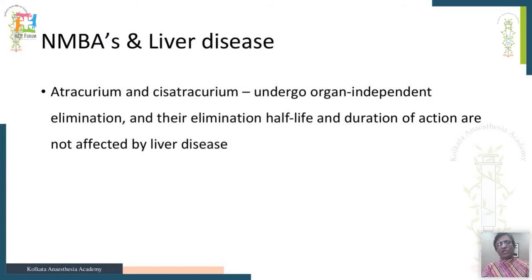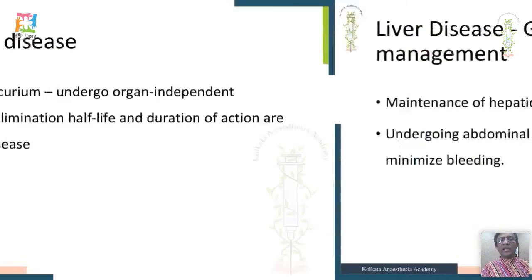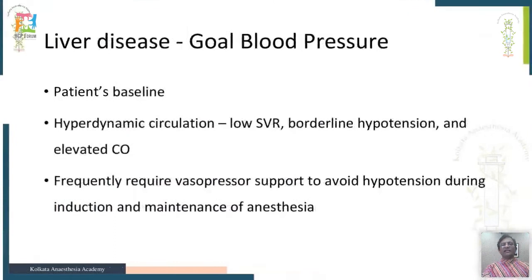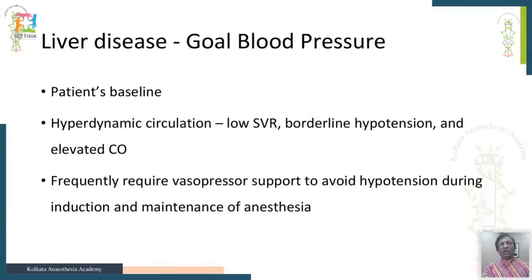Best drugs to use possibly would be atracurium and cisatracurium because of their organ-independent elimination. So goals for hemodynamic management is maintenance of hepatic perfusion, and especially for those undergoing abdominal surgery, ensure that there is decreasing portal pressure so that the bleeding is decreased. Goal blood pressure is the patient's baseline.